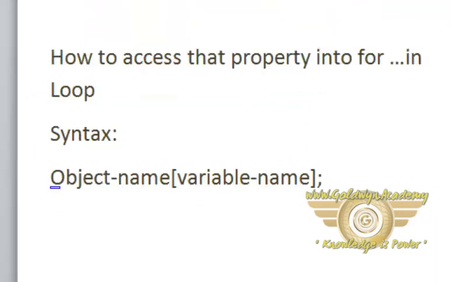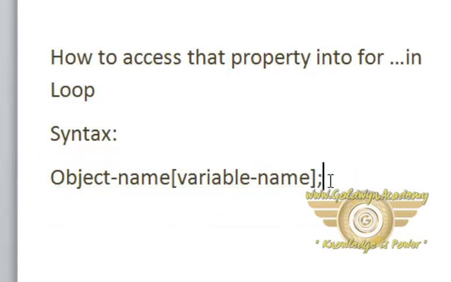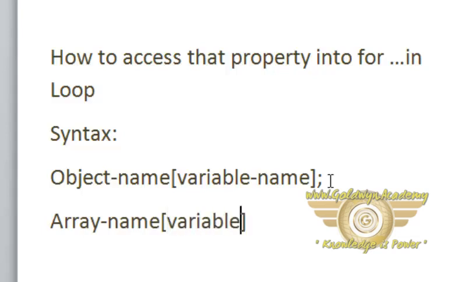How to access that property in the for in loop? Simple way: write the object name and, in brackets, write the variable name. And if you want to work with an array, then simply write the array name and the variable name.